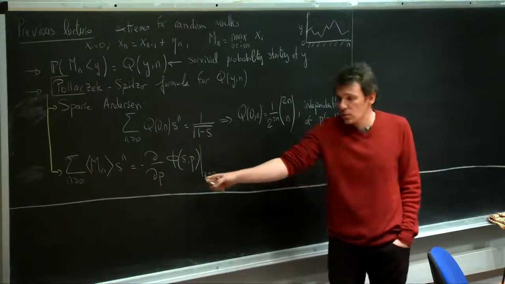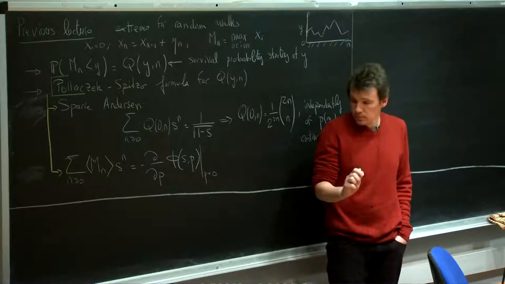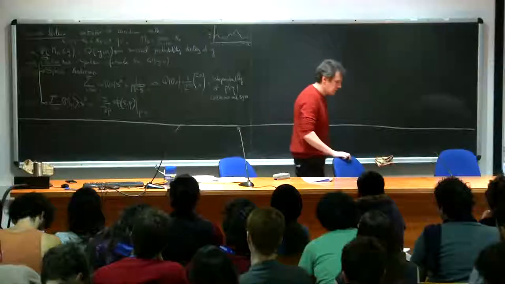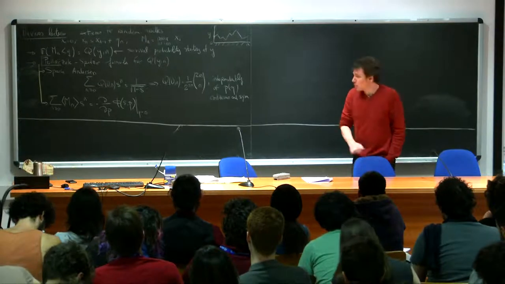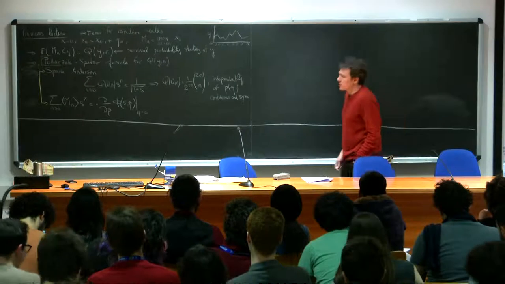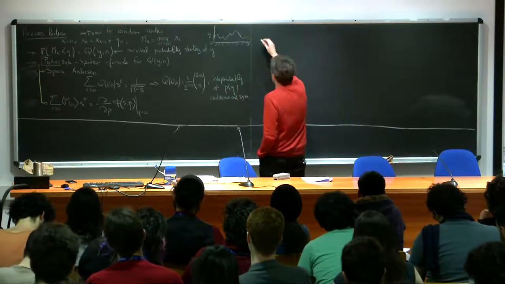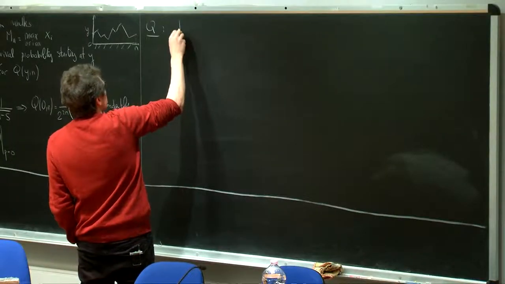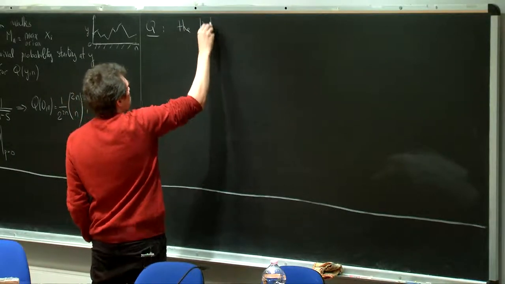Okay, so this right-hand side is known explicitly. It's some function. It's a bit complicated, but it's explicit, right? You have an integral representation of it. And now the question that you ask is, okay, extracting it for any N is probably complicated, but the question that you would like to answer is the behavior of MN for large N.